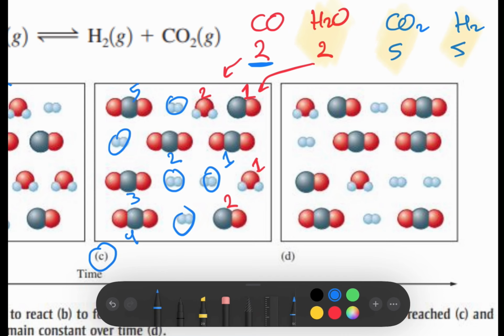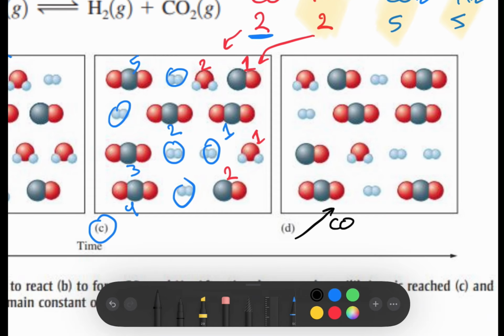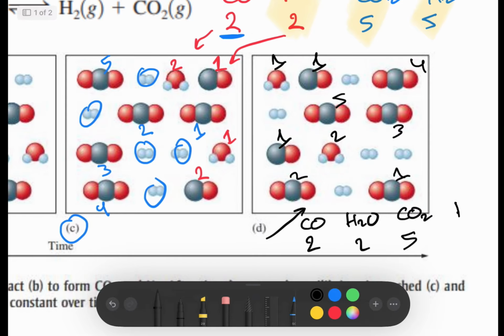Now, if we count the number of molecules in D, we have one CO, then two. What about the water molecules? We have one water molecule and two molecules. What about the CO2? We have one, two, three, four, and five. So we have five molecules of CO2, and the last one is the H2. And here we have one, two, three, four, five.